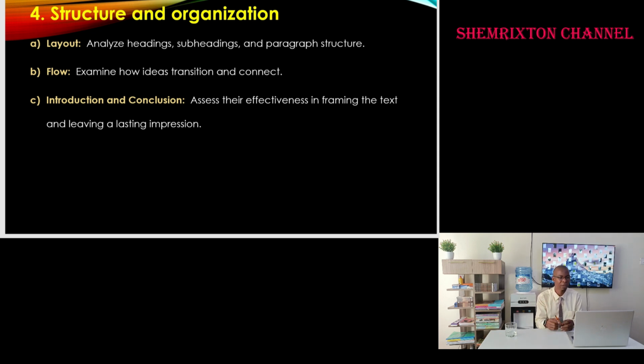And then the second point under the structure and organization is understand the flow. So you need to analyze the flow of ideas. What comes first, then what follows, and then what last. Then the last one on the same point is introduction and conclusion.